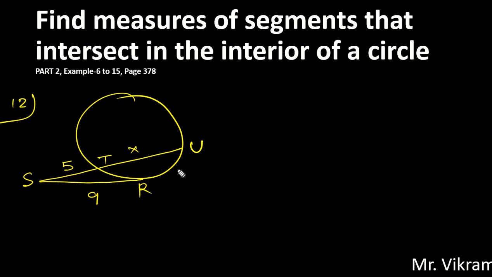So if you see this type of problem, how will you solve this? In this one, SR squared is equal to SU times ST, right? Let me just cross check. Yes, that's it. Okay, so now what do we do? We just simply substitute the values, that's it.